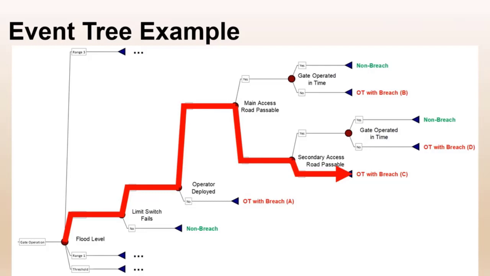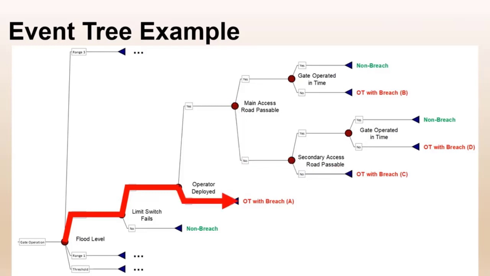However, if you only consider this one possible outcome, you would miss other events that could lead to breach, one of which could be the risk driver, and underestimate the risk. Let's look at other possible outcomes that lead to breach. If an operator is not deployed, the gate operations will not be made and overtopping with breach occurs. Another potential outcome is if an operator is deployed and the main access road is passable, breach occurs if the operator does not make the gate operation in time.